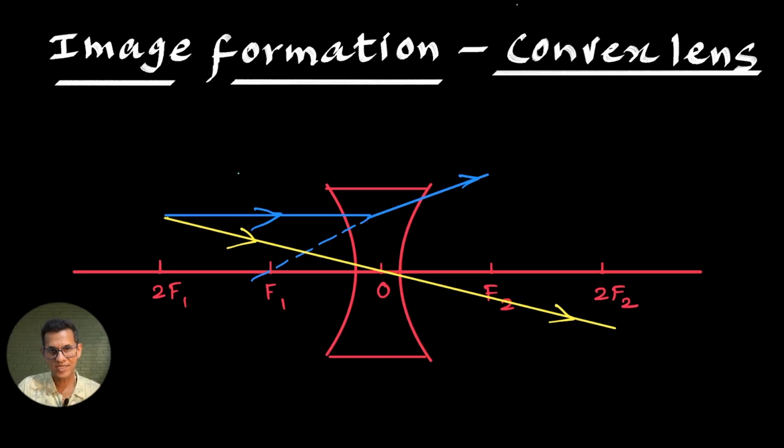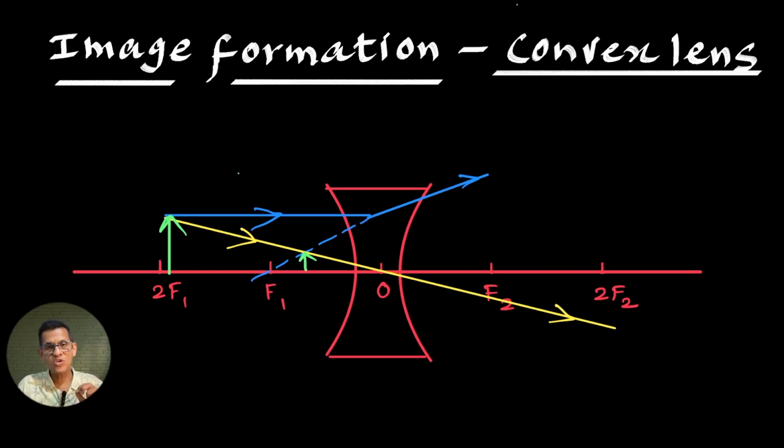One is when the object is placed at infinity, which I'll show you in a minute. The second diagram is when the object is placed between infinity and optical center, so anywhere on the principal axis, literally. Wherever you place the object on the principal axis and draw these two light rays, you are going to get image formation between F1 and O, which will be virtual, erect and highly diminished.